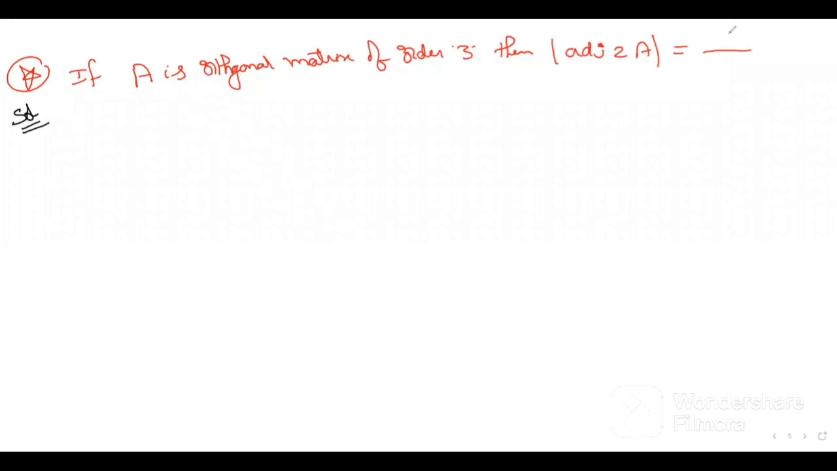Okay, now explain the next problem. In the statement, A is an orthogonal matrix of order 3; then find the determinant of adjoint of 2A. Okay, we have one formula: adjoint of kA, we have the formula k to the power n minus 1 into adjoint of A.